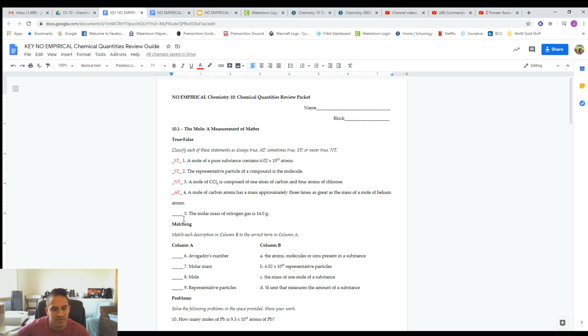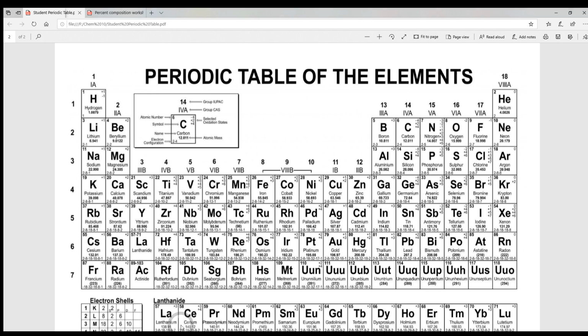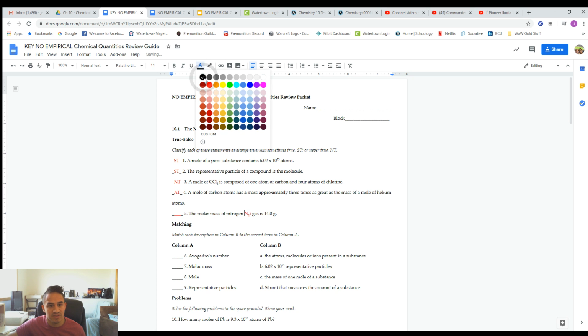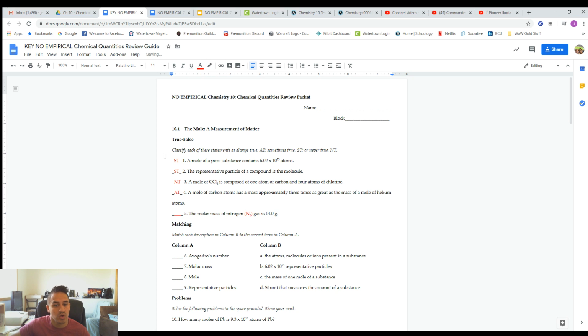So, all right, number 5. The molar mass of nitrogen gas is 14 grams. This is a very tricky one, okay? Now, nitrogen, again, if you look on the periodic table, nitrogen has a molar mass of about 14 grams. But nitrogen gas is not just N, okay? Nitrogen gas is N2 because it is diatomic. It is one of the Brinkelhofs, which means that nitrogen gas would not just be 1 N, it would be 2 N's, which means it would not be 14 grams, it would be 28 grams, which means that this is not true. Okay, never true.